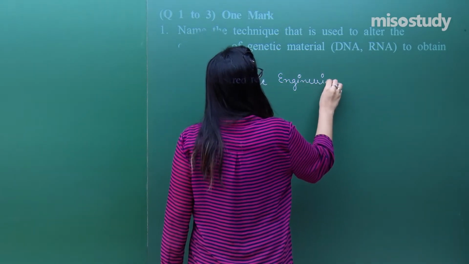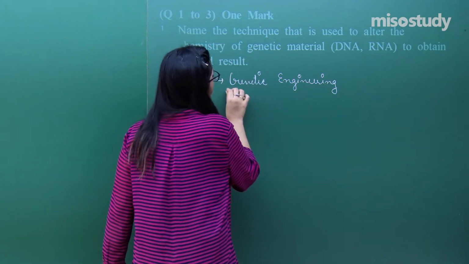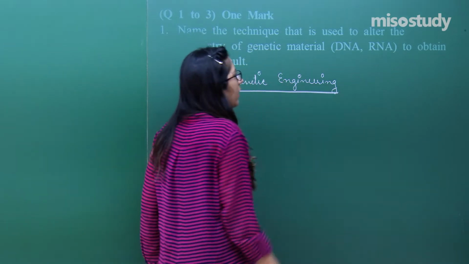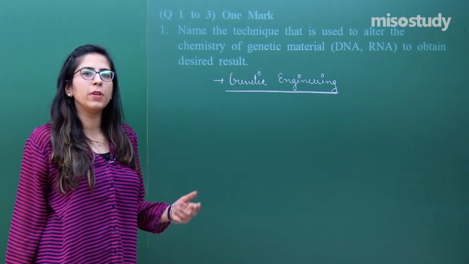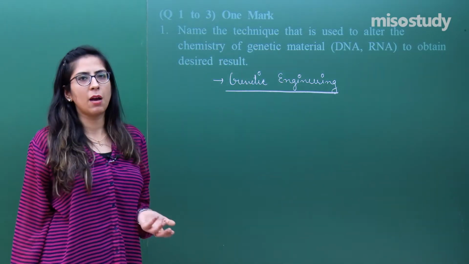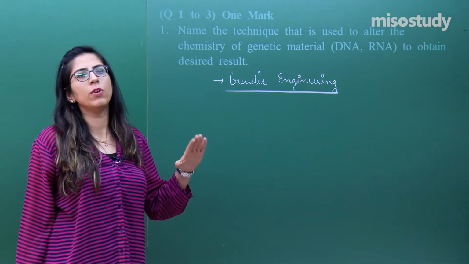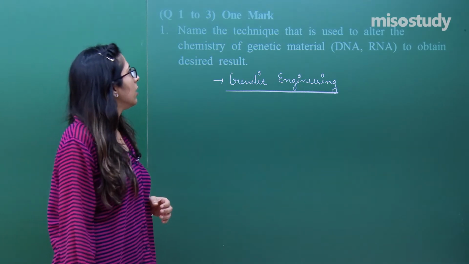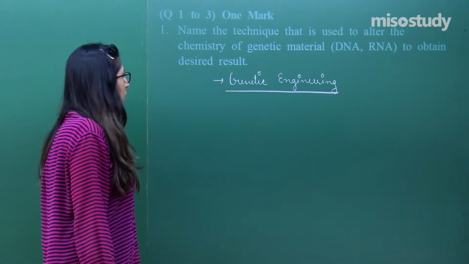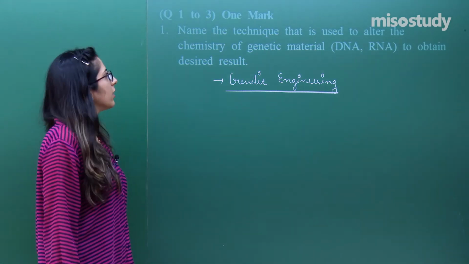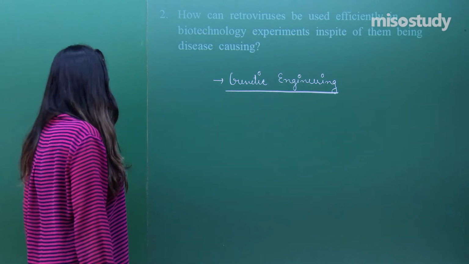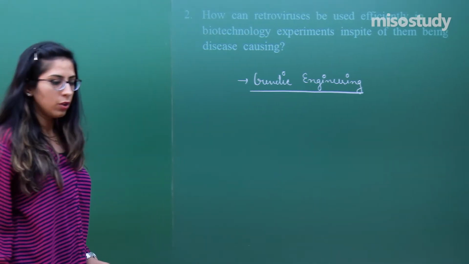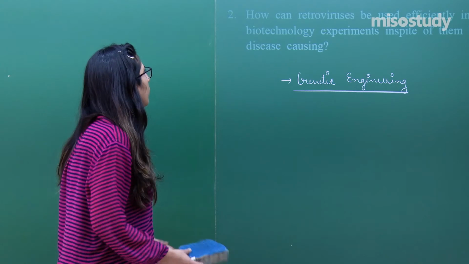In genetic engineering, manipulation of various genes is done. Sometimes there is an addition of a gene, sometimes there is a removal of a gene. This is called genetic engineering, right? So the first question's correct answer is genetic engineering. Let's move forward to question number 2.